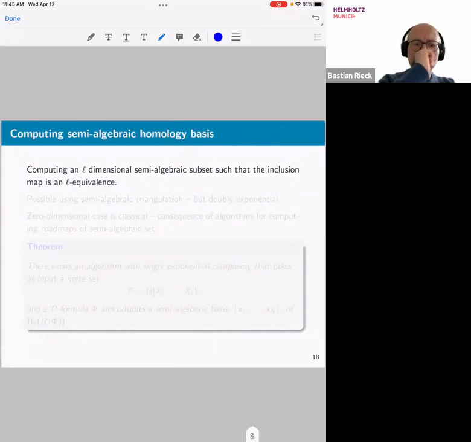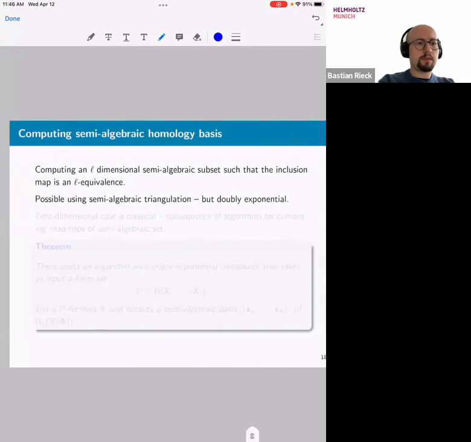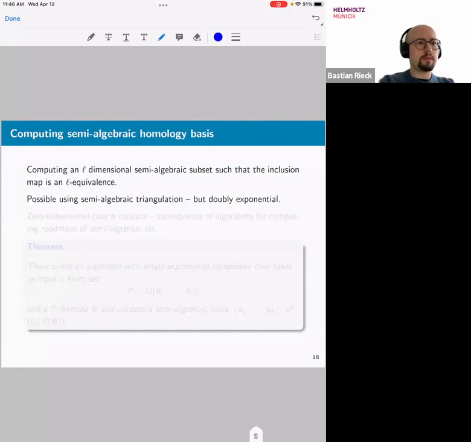So, as I've said, the internal approach is about trying to compute an L-dimensional semi-algebraic subset, so the inclusion map is an L equivalence. And it's of course possible using semi-algebraic triangulation, but it's doubly exponential, because even the number of vertices in a semi-algebraic triangulation, there's no way of controlling given the current state of knowledge.